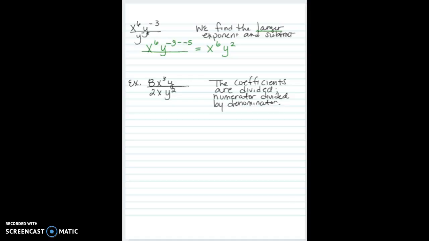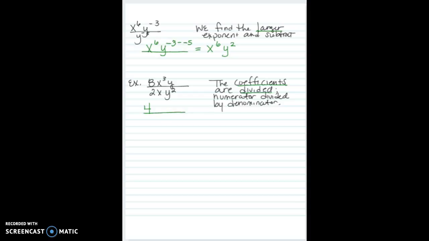In our last example, we have 8x cubed y divided by 2xy squared. The coefficients here will be divided. So I will need to divide the numerator by the denominator. Always numerator divided by denominator. The coefficient in the numerator is 8. The coefficient in the denominator is 2. So I have a 4 in my numerator.